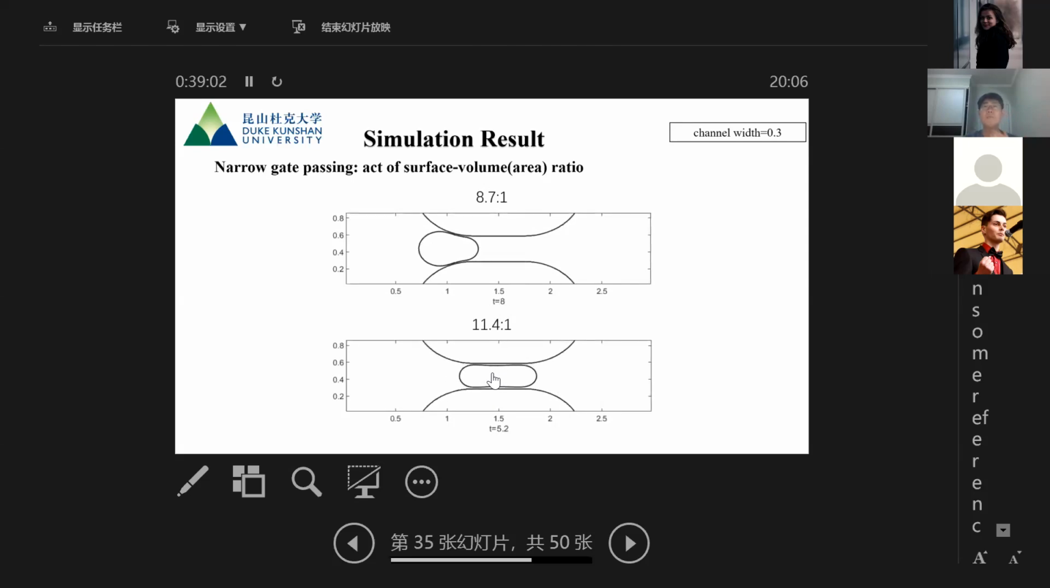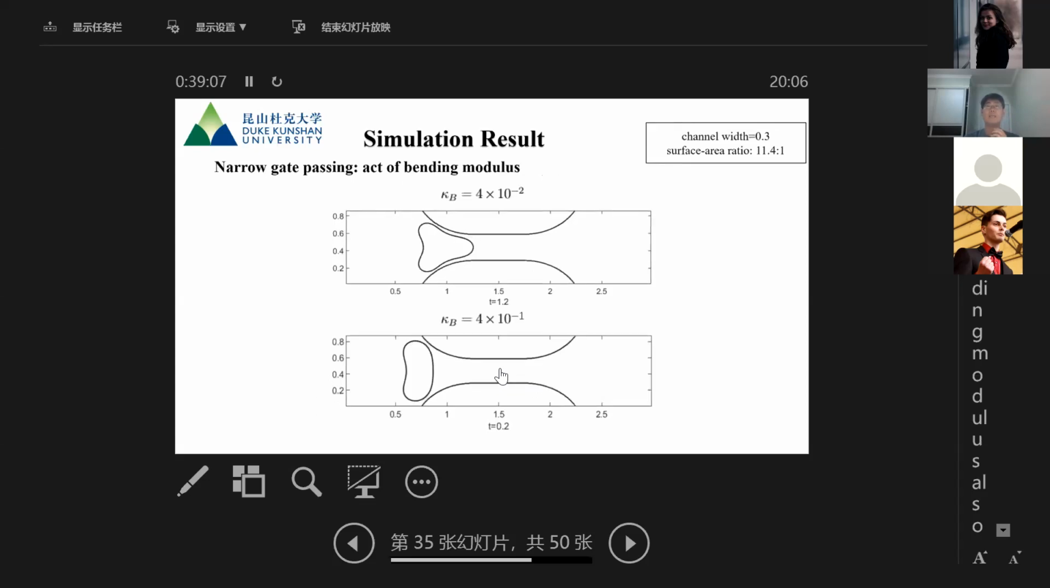So another important property is about the rigidity of the red blood cell. I said that the cell membrane is a rigid body, so it has some elasticity. If my cell is very strongly connected by springs, or it has a large bending modulus, then it's like a rigid body, okay?